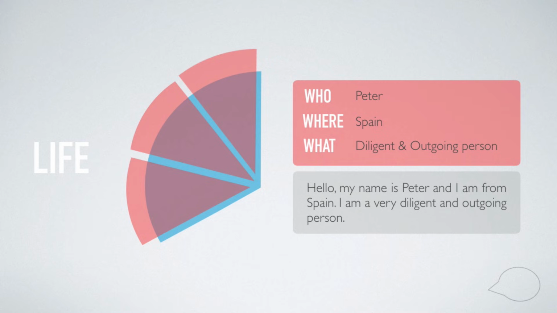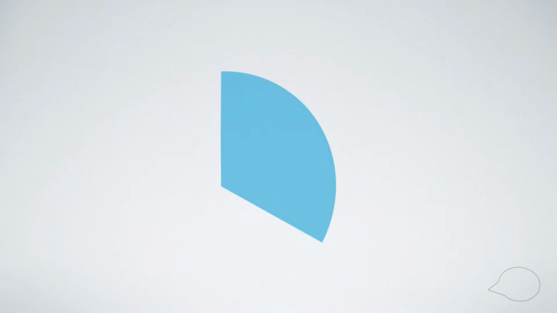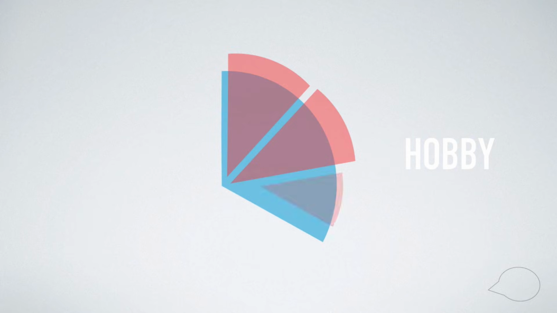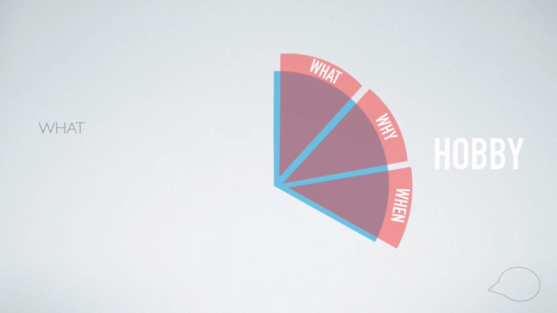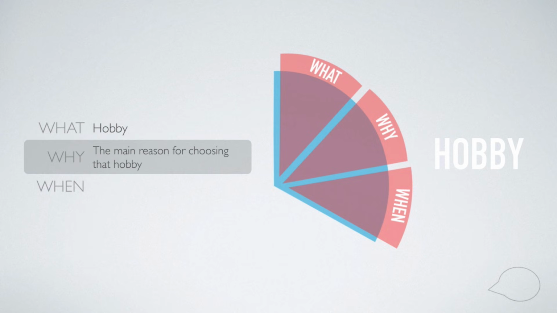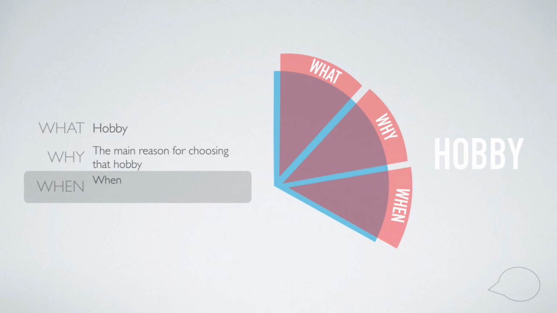Next, let's move on to Part 2. Part 2, once again, is hobby. For this part, we will also select 3 of the 5 W's: what, why, and when. Now we will write down a short piece of information for each of these W's. For what, we can say hobby. For why, we can say the main reason for choosing that hobby. And for when, we can say when you usually do that hobby.